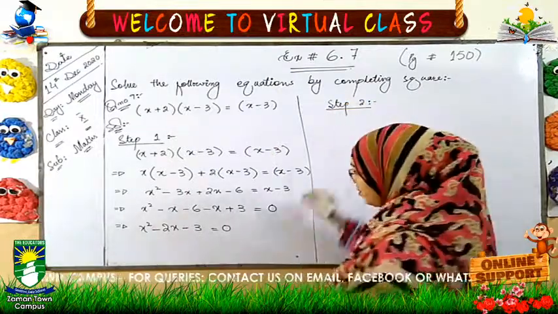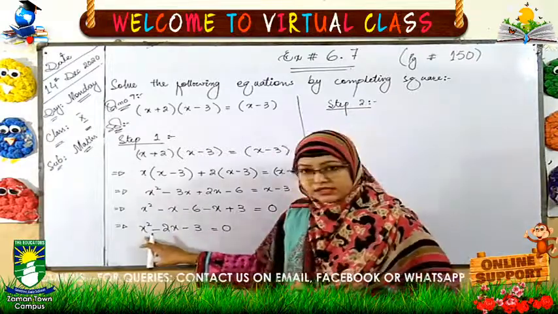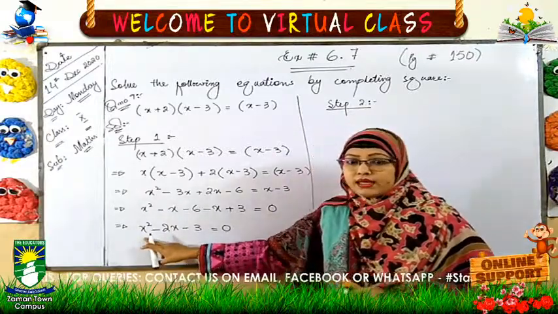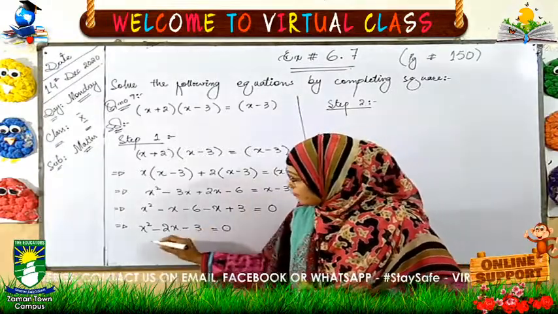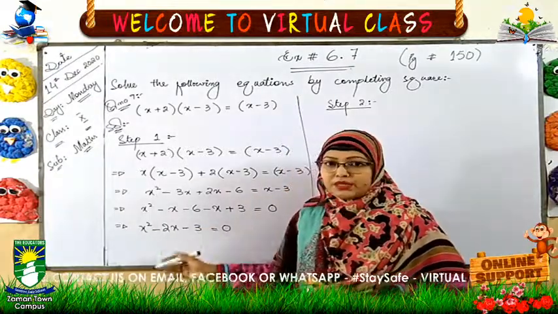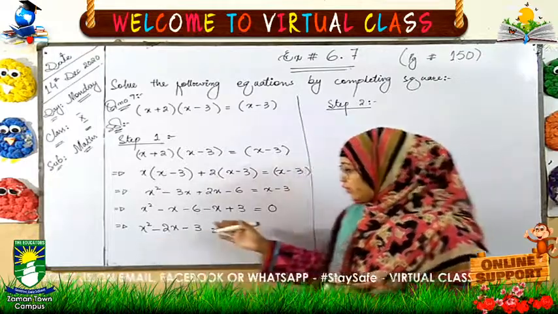Divide the whole equation by the coefficient of x square if it is not 1. Means if it is 1 we will not divide the equation, because if we are dividing the equation by 1, what does it mean? It means the answer remains the same. So no need to divide the equation.